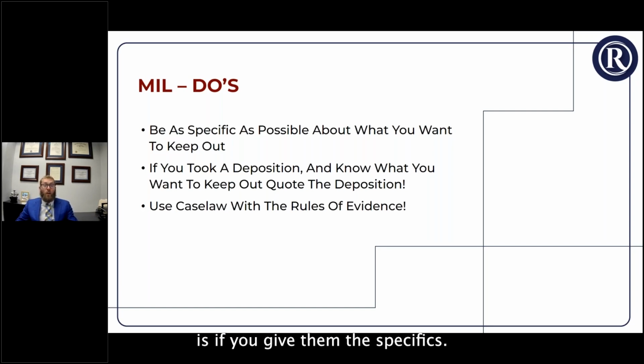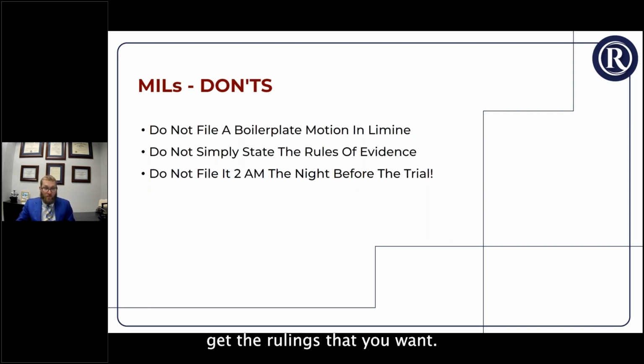So how do we do that? If you took a deposition and you know what you want to keep out, quote it in the deposition. Let the judge know, I'm expecting this testimony to come out that came out in deposition, and I want a pre-trial ruling that they are not allowed to say this, and I want the state to instruct their witness as so. And you want to use the case law and the rules of evidence. You have to back up your argument with case law and the rules of evidence, or you're not going to get the rulings that you want.